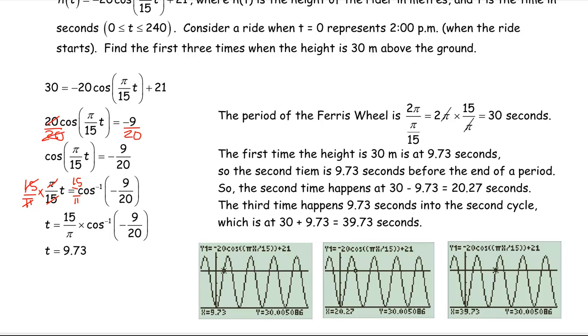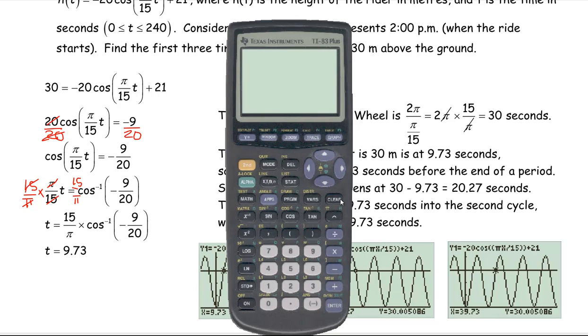So, on our calculator, we would go bracket 15 over pi times the inverse cos of negative 9 over 20. Negative 9 over 20. And so 9.73 approximately is the first time. Where are the other ones?